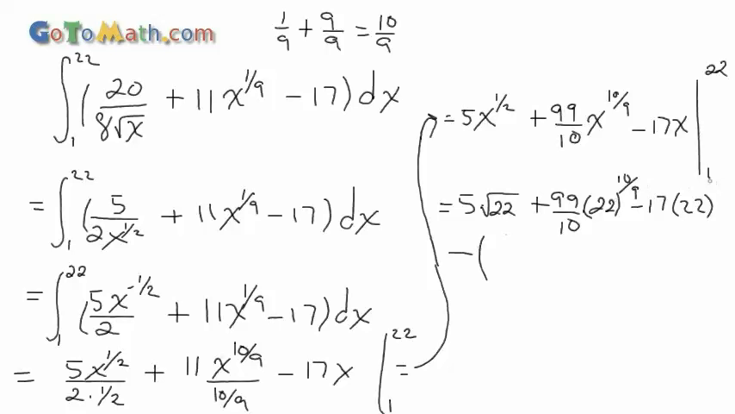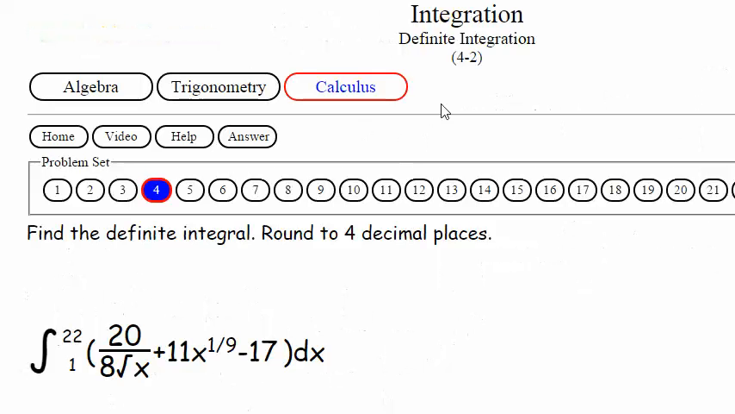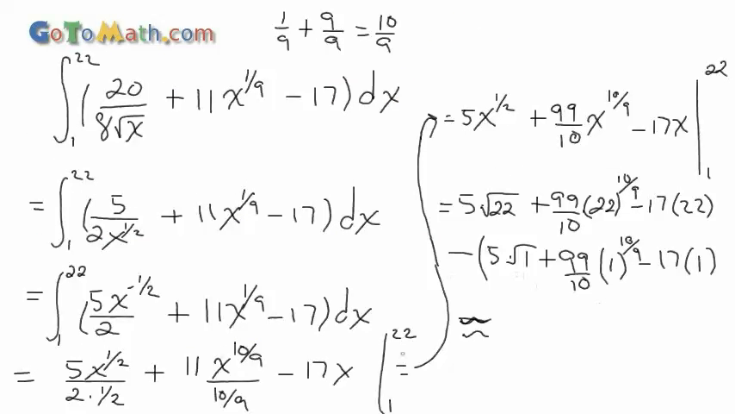Start a parentheses, and then of course we just plug 1 in. So we have 5 times the square root of 1 plus 99 over 10 times 1 raised to the 10 ninths, minus 17 times 1. It's nice to work with ones. They make your life a whole lot easier, don't they? We're going to write an approximation symbol here because we're approximating to 4 decimal places. I'm going to pause the video, get this number. You try to work on that, pause it, and see what you come up with.